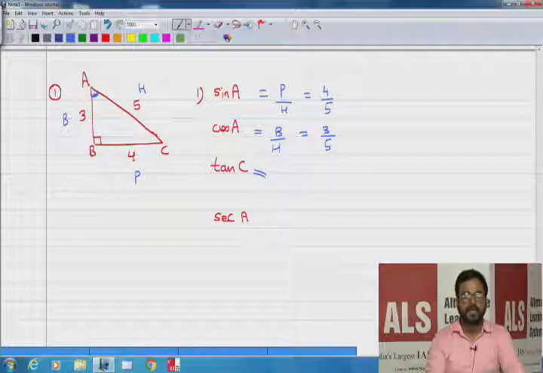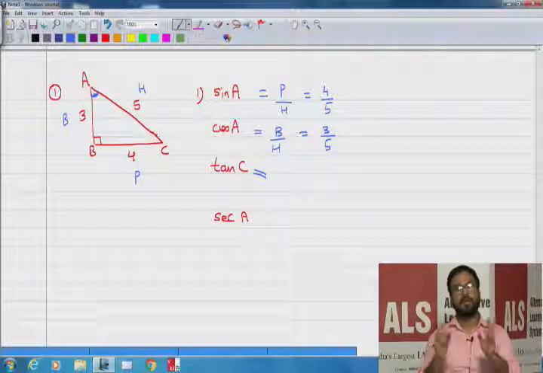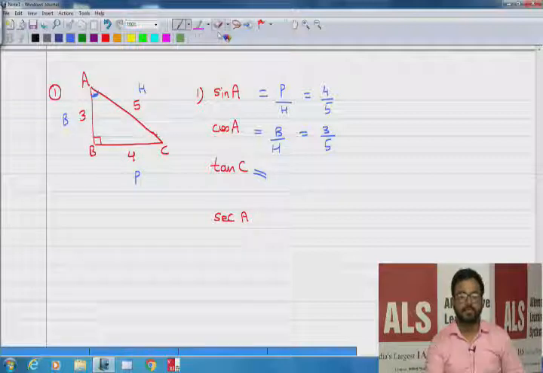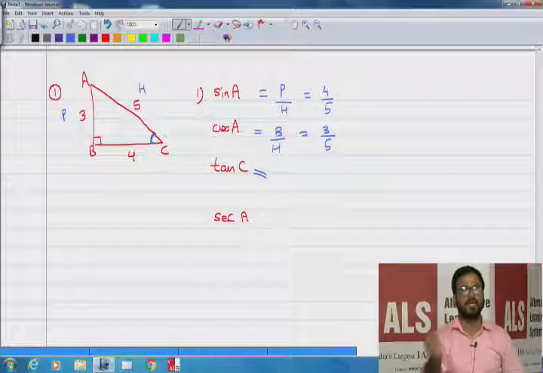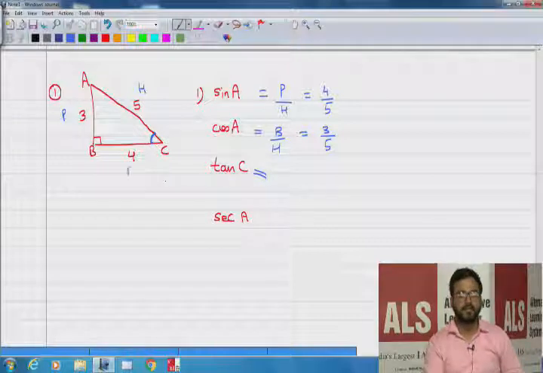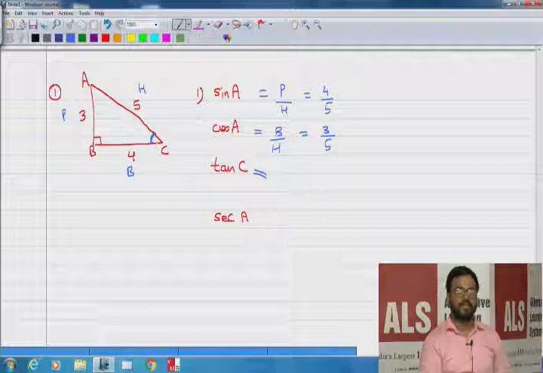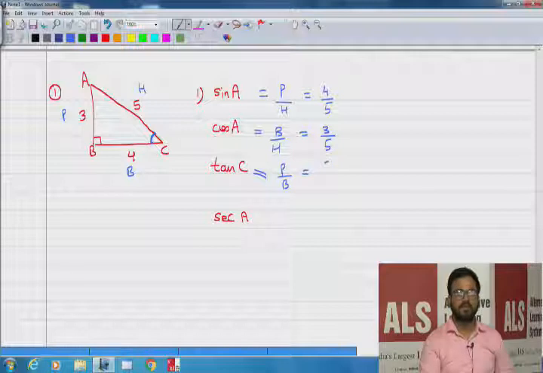Third one, tan of C. This time make sure we are considering angle C. It means my perpendicular and base will get changed. If I am considering C as my angle, this time the perpendicular will be this one, opposite to angle C, and this will be my base. So tan of C is perpendicular upon base, that will be 3 upon 4.